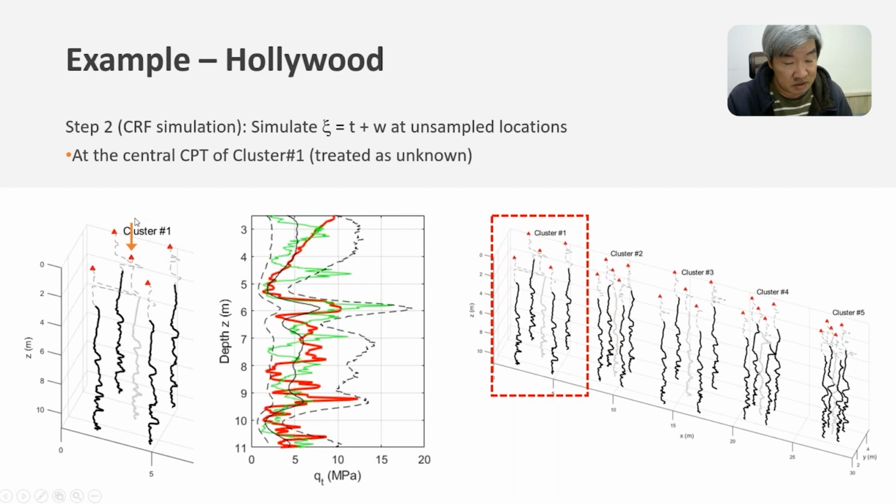Now let's consider a simulation location that is at the center of this cluster. At this location, we don't really have known CPT data, so you start to see the uncertainty. This green line is one conditional random field sample, and if you simulate this conditional random field 100 times or 1,000 times, this is the median, and this dashed line is the 95% confidence interval, and the width of the 95% confidence interval really quantifies the uncertainty.